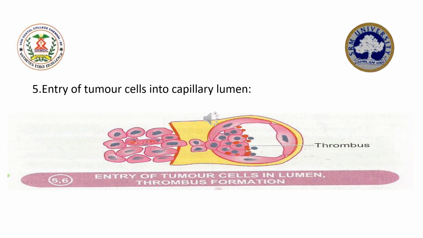The tumor cells, after degrading the basement membrane, are ready to migrate into the lumen of capillaries and venules. You can see in the picture how the tumor cells have degraded the extracellular matrix and they have entered into the lumen of the blood vessels.